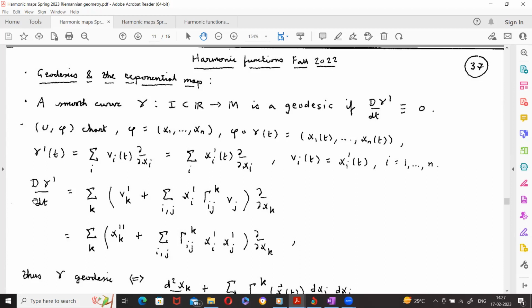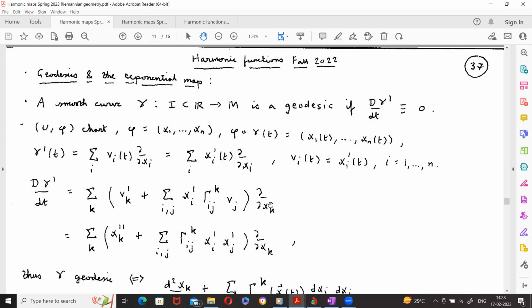And so what will the covariant derivative be? D/dt of gamma prime? Well, we have a general formula for the covariant derivative in terms of the coefficients of the connection, the Christoffel symbols. So this will be the sum over k of the ordinary derivative vk prime, plus some terms involving the Christoffel symbols, the sum over i, j of xi prime Gamma_ij^k vj, the whole thing times del/del xk.